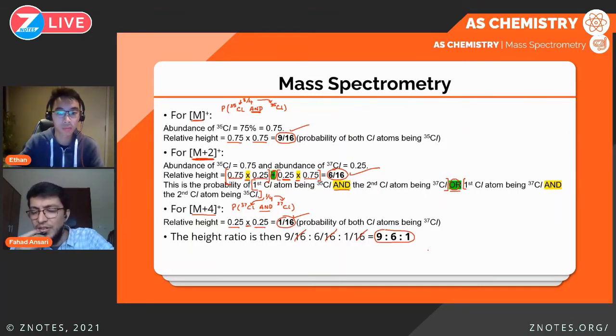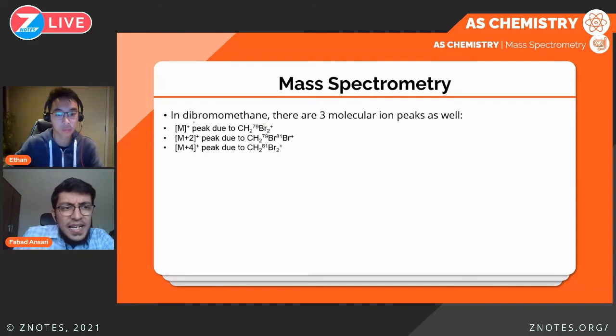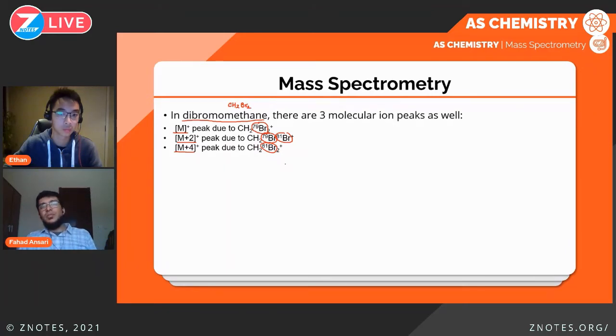We're going to do this again for bromine, for two bromine atoms, but that's as far as we're going to go, okay? So a dibromomethane, so basically all I've done is, instead of CH2Cl2, I have CH2Br2 now, right? There are three molecular ion peaks as well. Obviously, there's the M peak when both bromines are bromine 79. You have M plus 2 when one of them is bromine 79 and the other is bromine 81. And finally, you have M plus 4 when both bromine atoms are of the bromine 81 isotope.